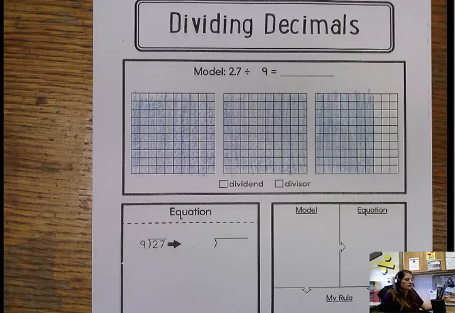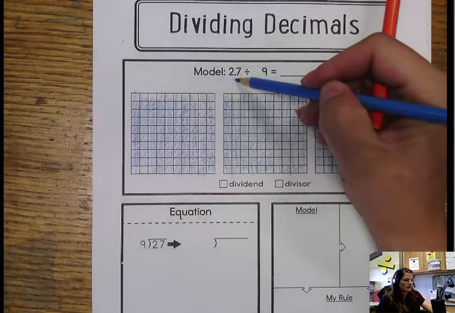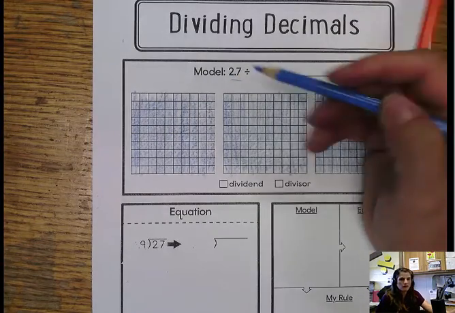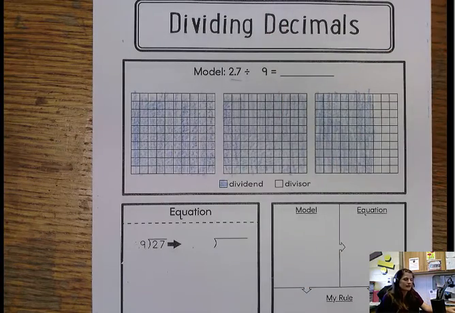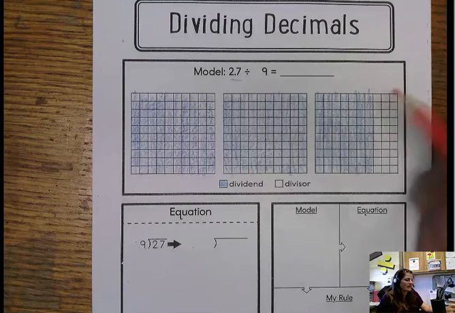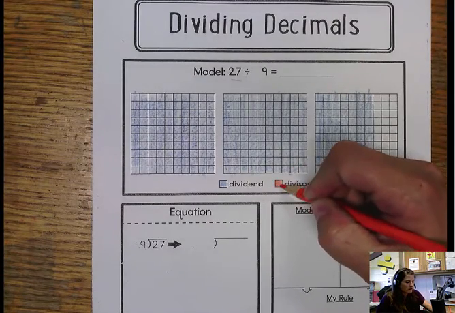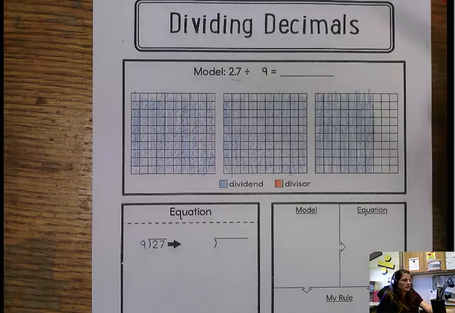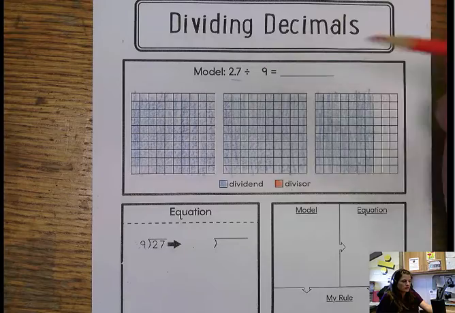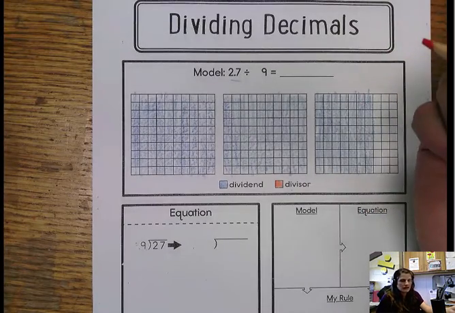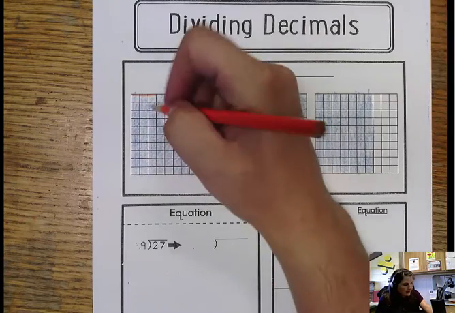Okay, and so we have our dividend, and the dividend is the first number in the problem, and we have shaded that blue, so I'm going to fill in my dividend box. And the divisor is how many groups we're making. So our divisor is going to be orange. And what we're going to do is split this up into 9 groups. If we do 2 7/10 divided by 9, we're going to be able to make 9 groups.